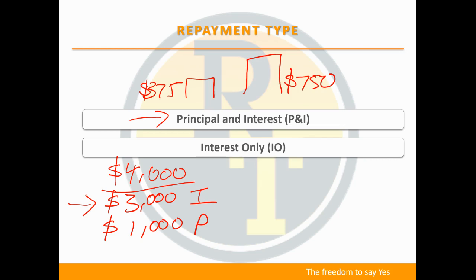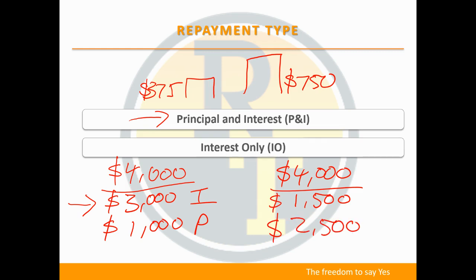What's going to happen is your repayment in this example, if set up with principal and interest repayments, is going to remain at $4,000 per month. However, the interest portion is going to cut in half to $1,500 per month, and the principal portion is going to increase to $2,500 per month.